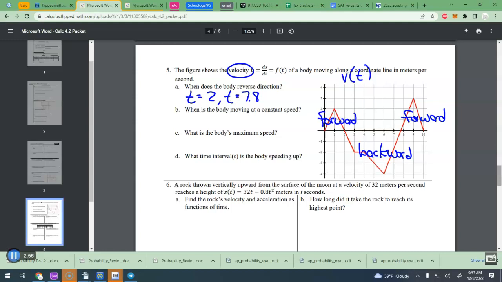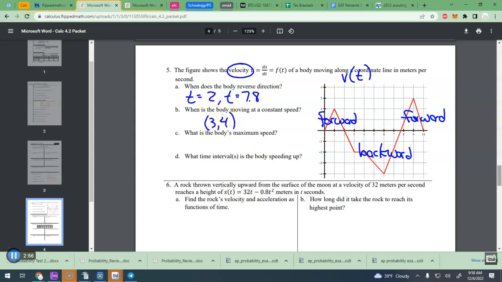When is the particle moving at a constant speed? In this segment here from 0 to 1, is my velocity increasing, decreasing, or staying the same? Increasing, right? Because we're going up. What about right here? Increasing, decreasing, or staying the same? Staying the same. So that's your constant speed when it's horizontal. And then decreasing, increasing, decreasing. So between 3 and 4.